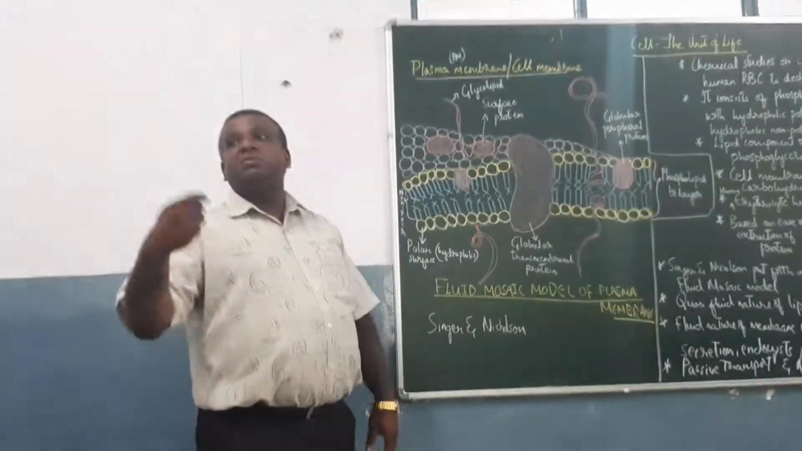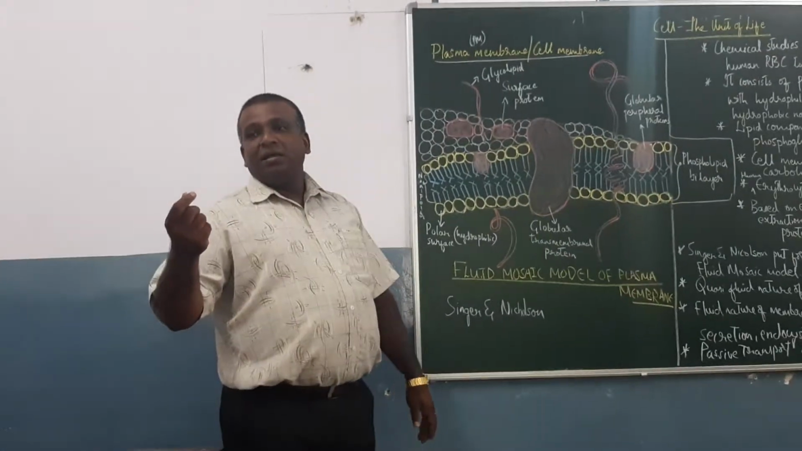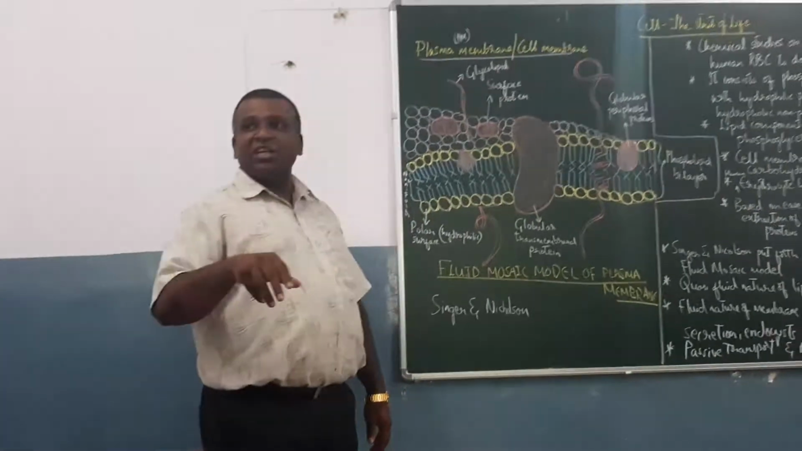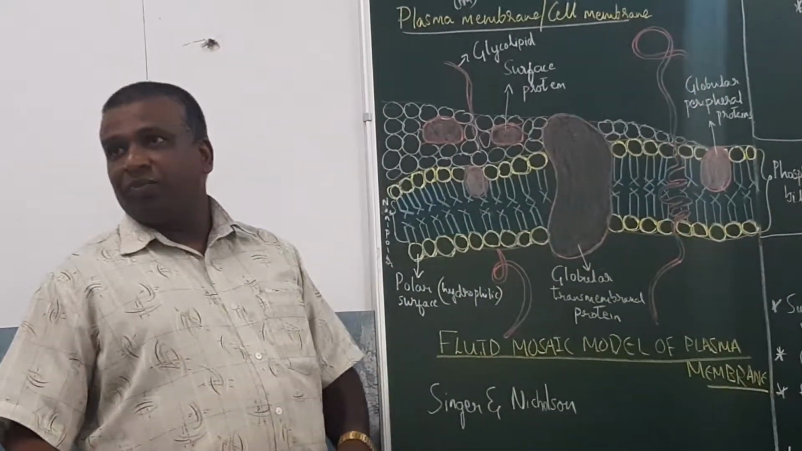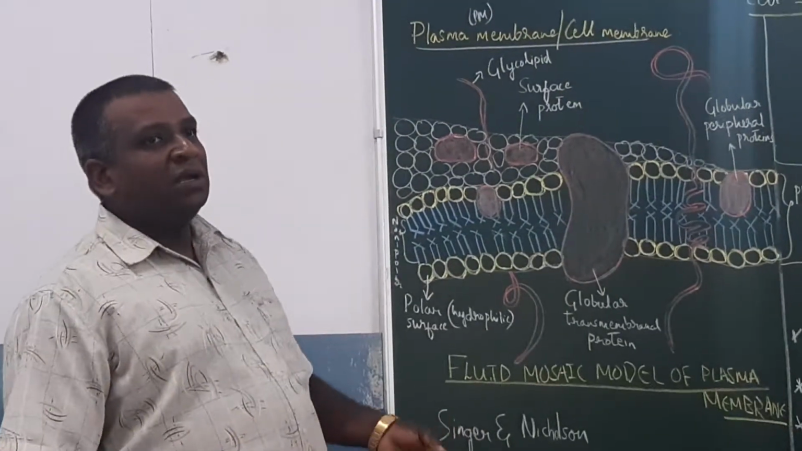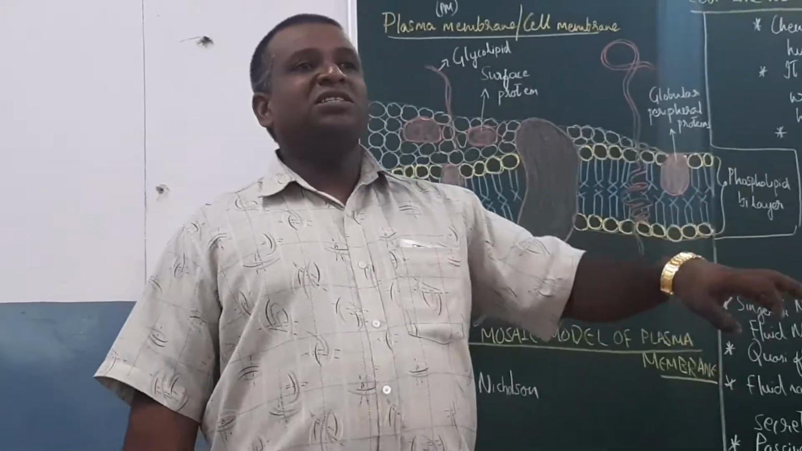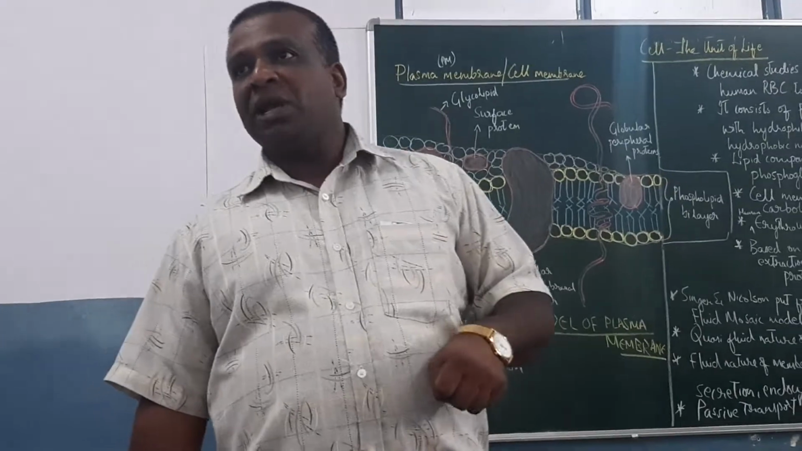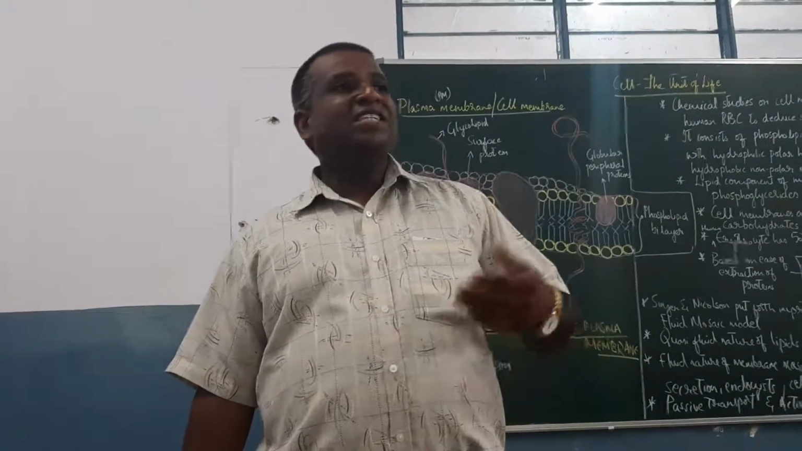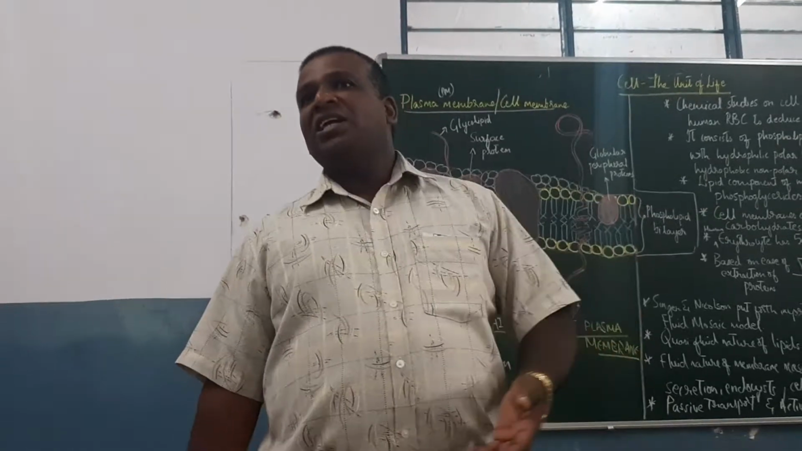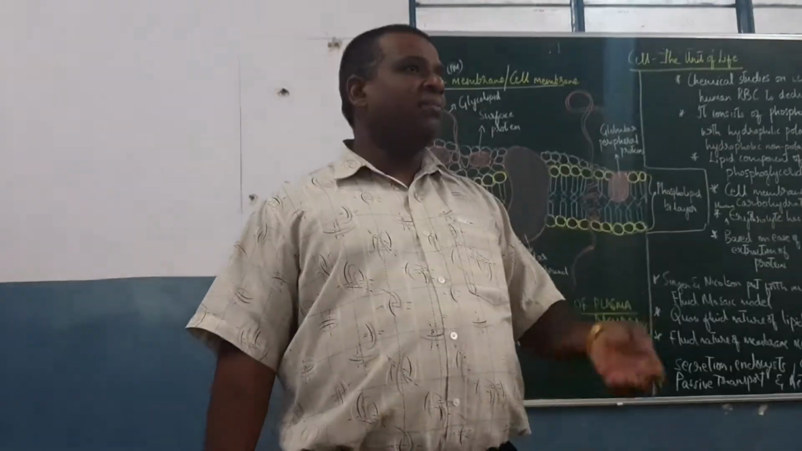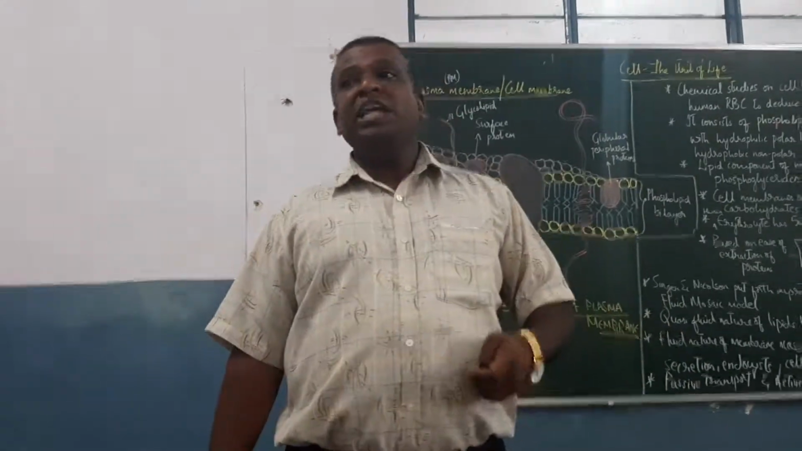So they are pumps which help in absorption against the concentration gradient, as well as in active transport. That also you should understand. So these are all the functions of plasma membrane. In the next class we'll discuss the cell wall, then the other structures like endoplasmic reticulum, ribosomes. We'll go into details of it.